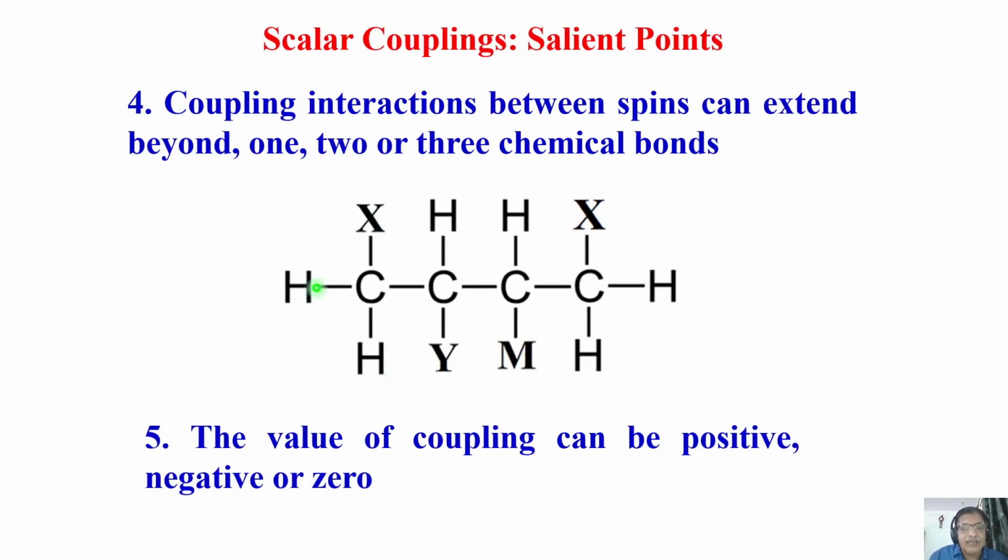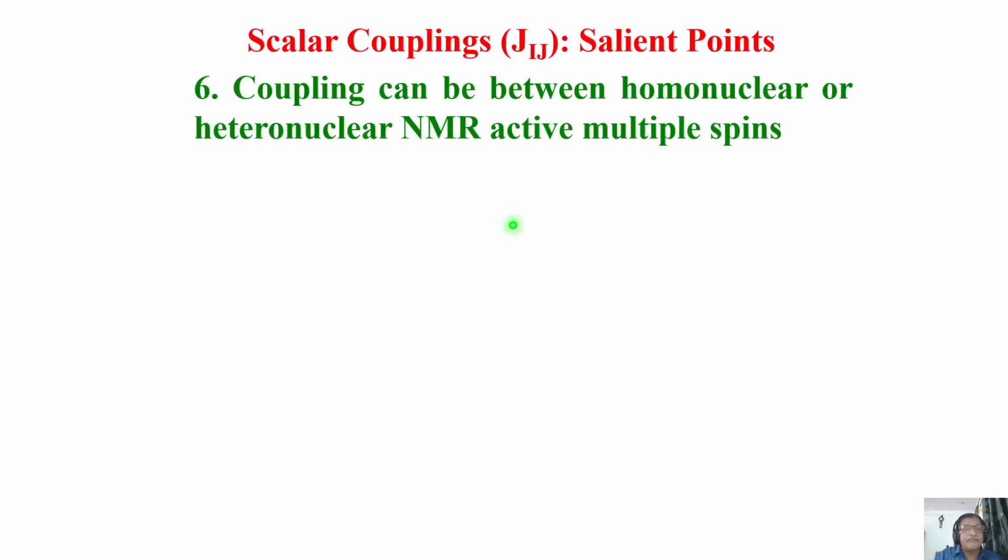See, for example, this and this, if I take this 3 bond coupling, it may be close to 0, and this may be larger. Sometimes 3 bond coupling may be 0, but 4 bond coupling may exist. We don't know. It can happen. So what it means is the value of coupling can be positive, negative, or it can be 0. All are possible.